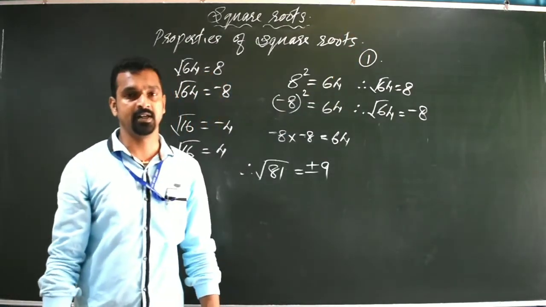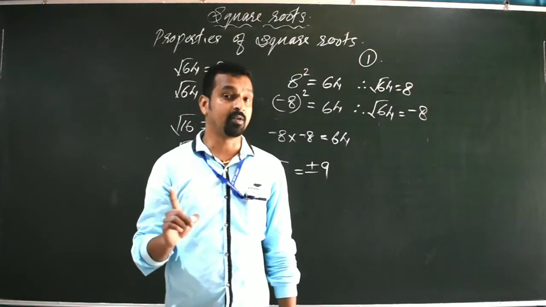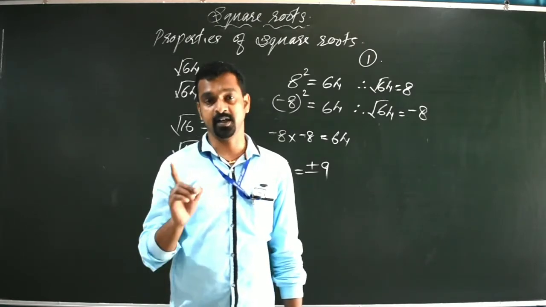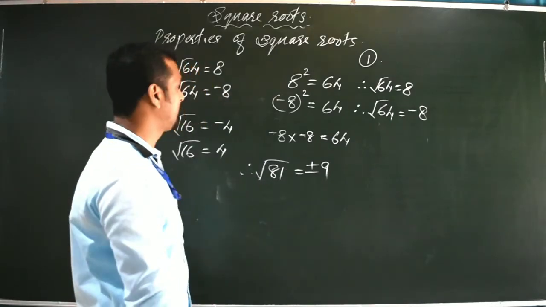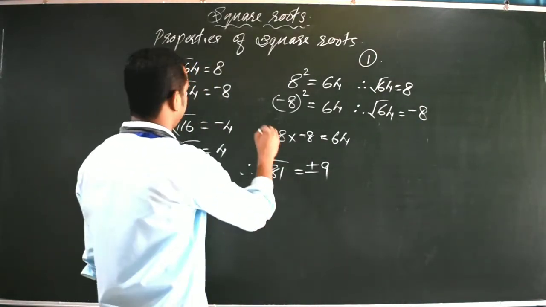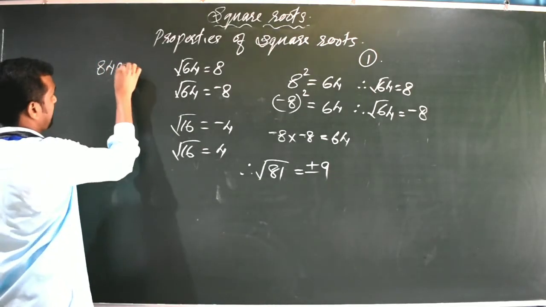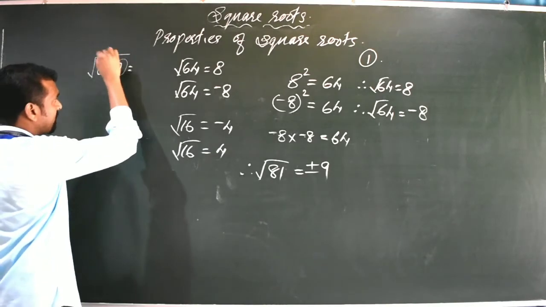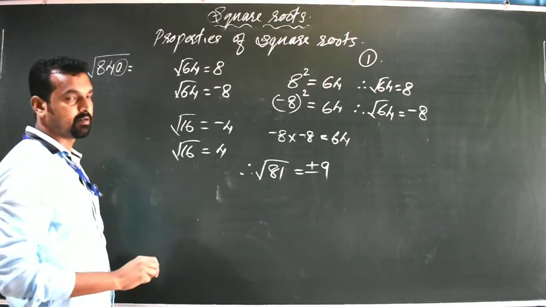Now the second property is, if a number ends with an odd number of zeros, then it does not have a square root. If a number ends with an odd number of zeros, for example, 840, it does not have a square root. Why? Because it has an odd number of zeros. That is 1, 1 zero only. 1 means it is an odd number.